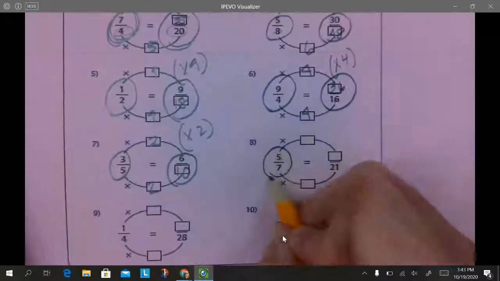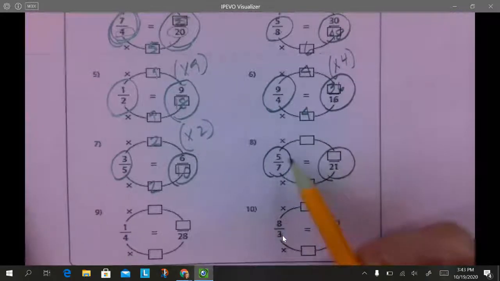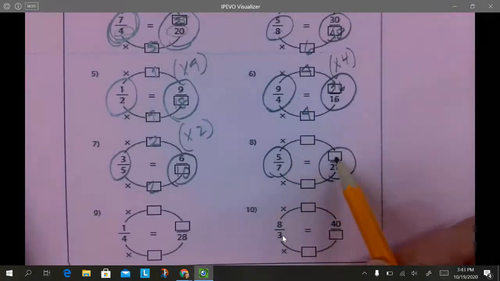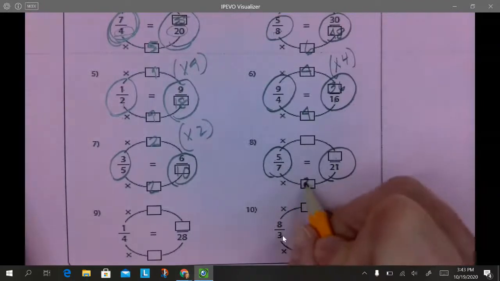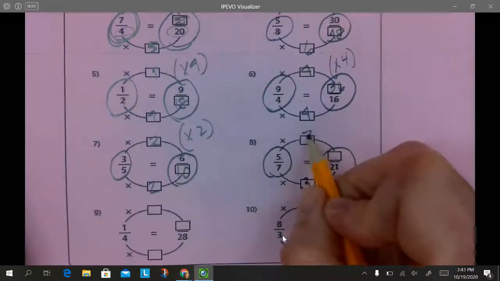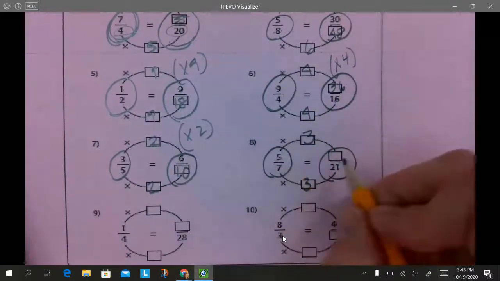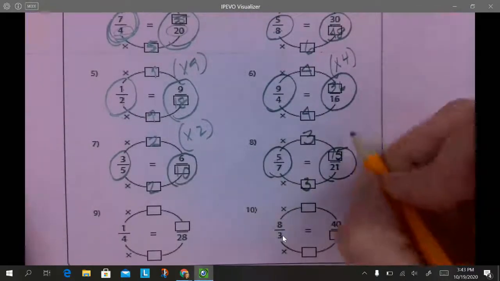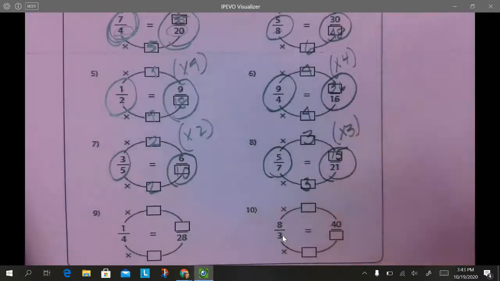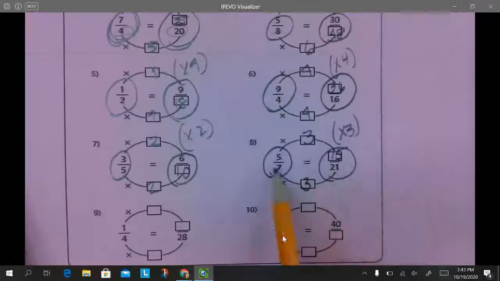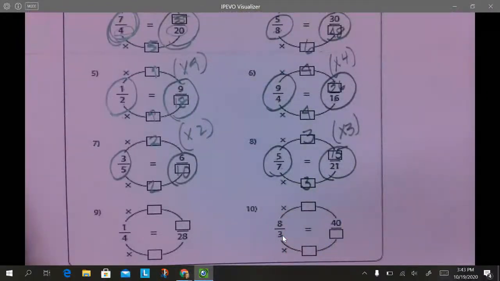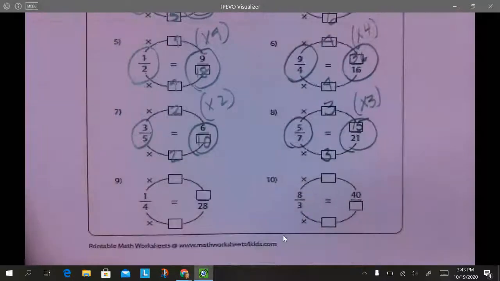5 to 7 is something to 21. 5 times what? Well, 7 times 3 is 21. So increase this by 3. So 5 times 3 is 15. So you increase this 3 times. All right? Because they're the same. There's just more parts over here. All right? Same. All right, what about 9?